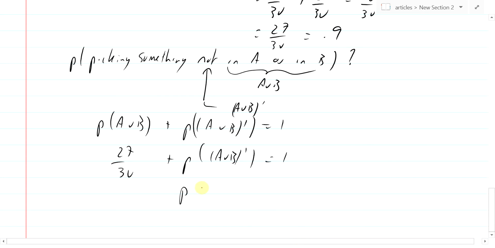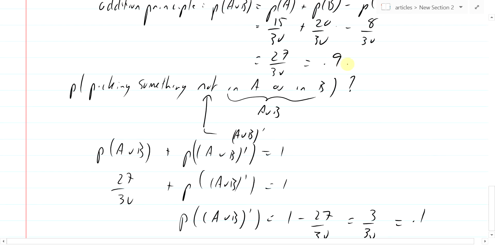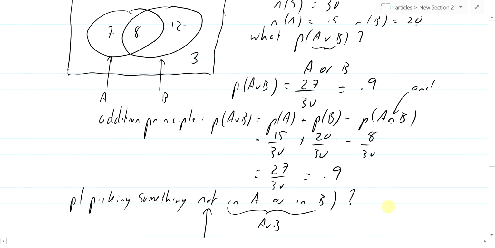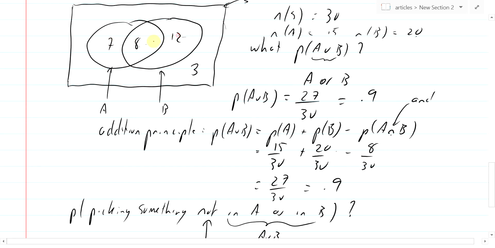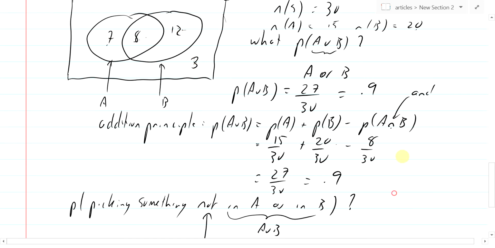So what's the probability of A union B prime? 1 minus 27 over 30. 1, of course, is 30 over 30, so this is 3 over 30, which is 0.1. Not a big surprise, right? If the probability of A union B is 0.9, then the probability of A union B prime has to be 0.1, because either something is in A union B or it's not. If you look at the Venn diagram, there's 27 things in A union B and 3 that are not, so the probability of picking something that's not in A union B is 3 out of 30.